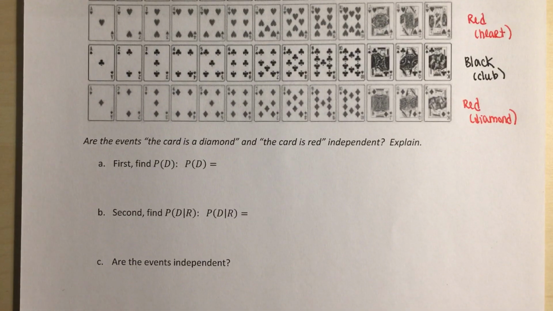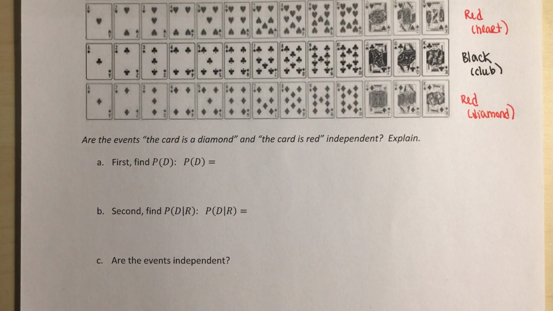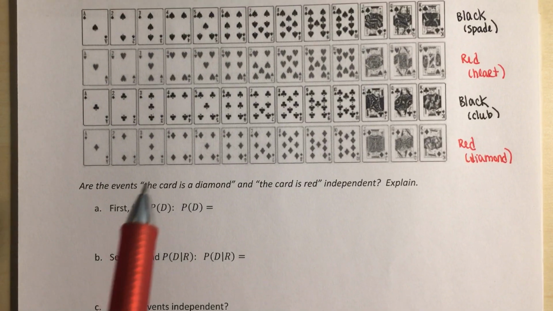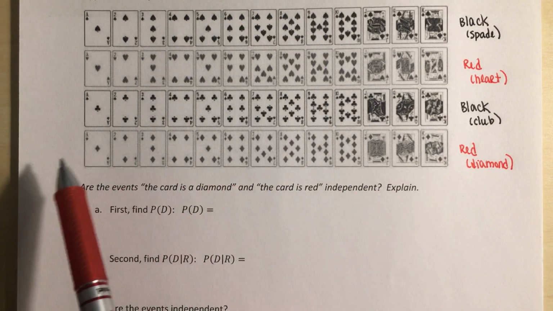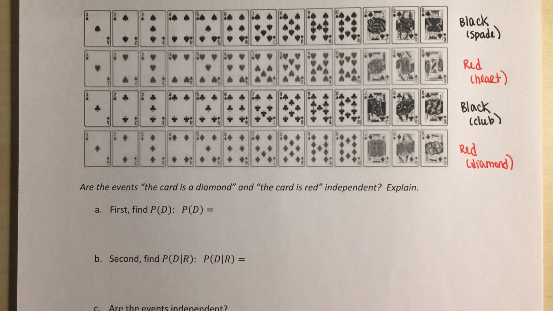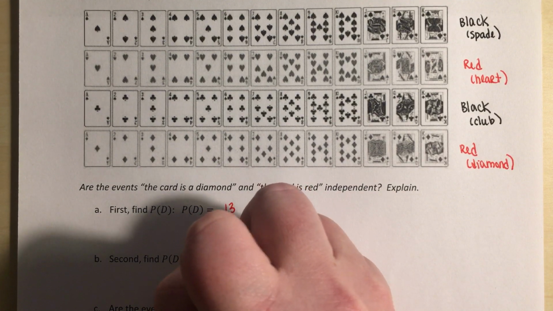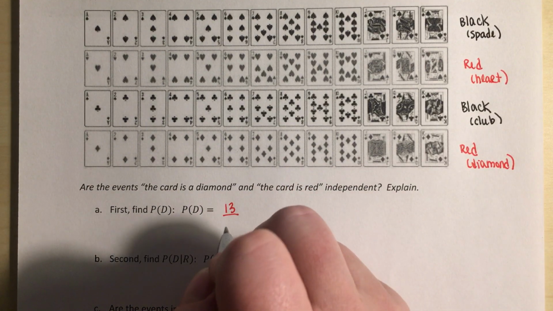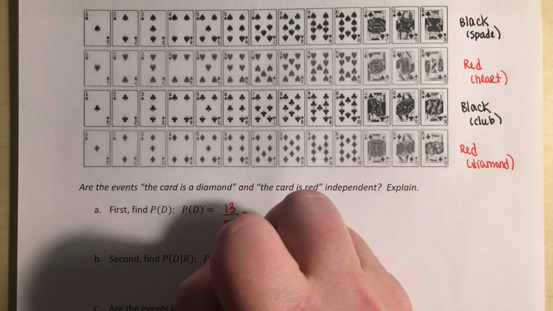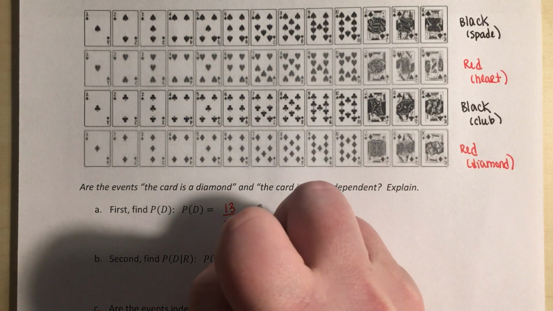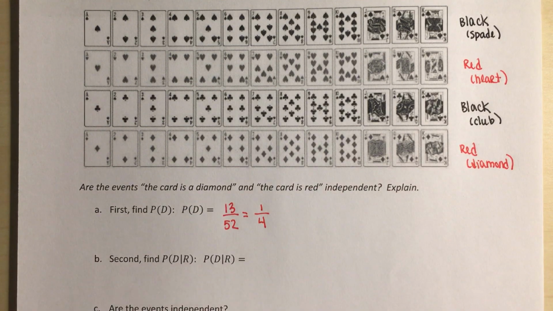First, find the probability that a card is a diamond. If we look at our picture, we see that we have a row of diamonds. If we count these, we have exactly 13 cards in this row. So we take 13 divided by our total, which is 52. This is going to reduce to 1/4. I'm just going to leave these as fractions in this case.